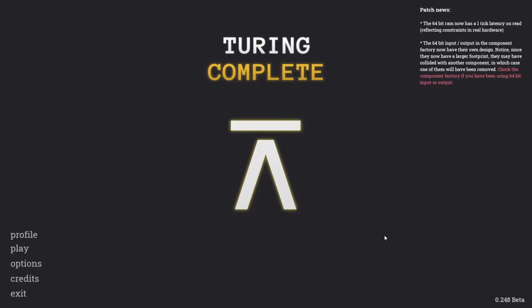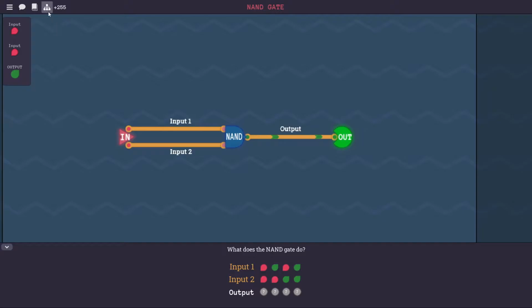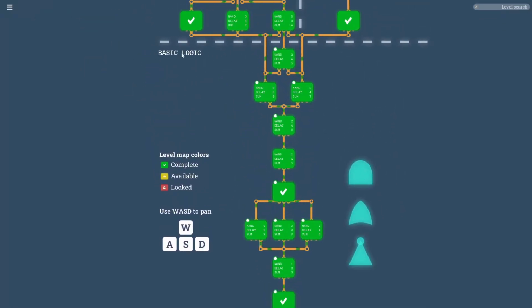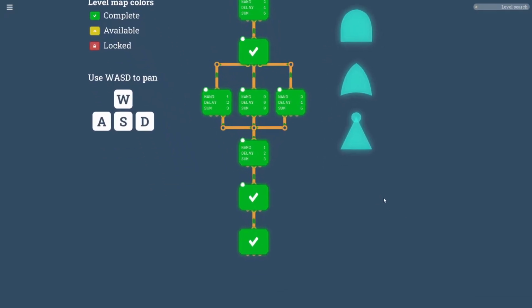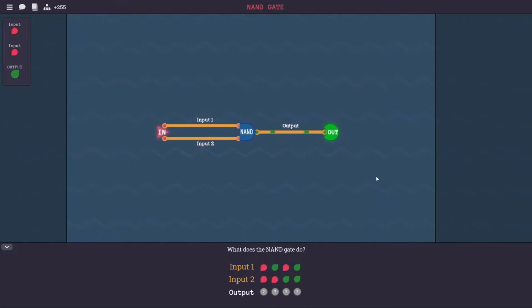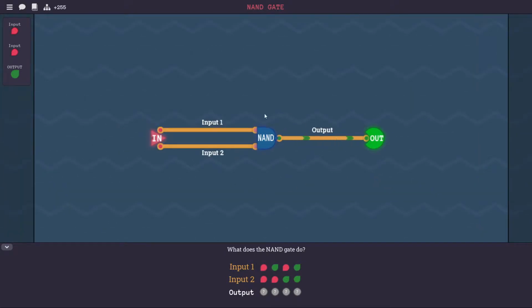This is going to be a walkthrough of the game Turing Complete. In this first episode, we'll be going through all of the basic logic gates. In the first real level, what you're presented is a NAND gate.